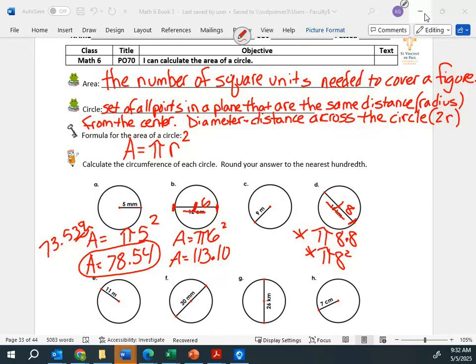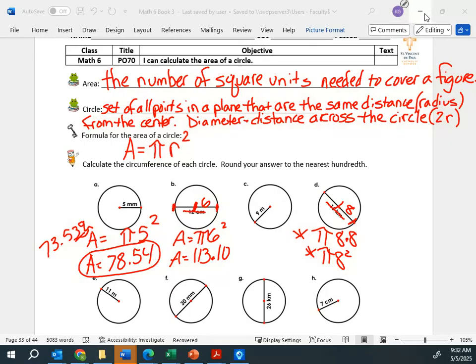Exact same thing. Don't forget that you're multiplying that number by itself, or you're using that squared button on your calculator. We do have a review at the bottom of the page, so it's always good. You can look back at your previous objectives. Do we have any questions on this page?